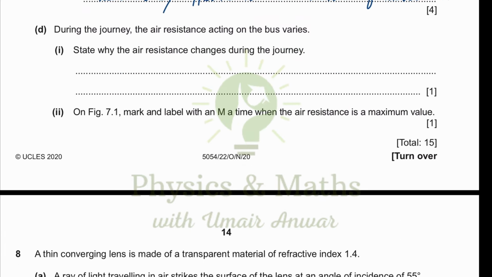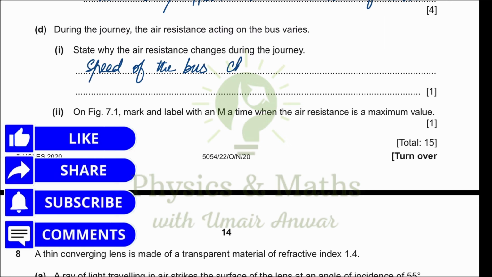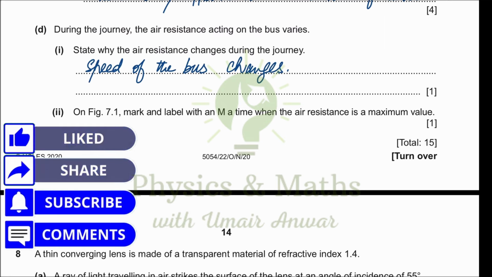During the journey, the air resistance acting on the bus varies. State why the air resistance changes during the journey. So air resistance is dependent on the speed of movement of an object. When the speed is changing, the air resistance is also going to change. So the reason is that the speed of the bus changes. That is why the air resistance also changes.